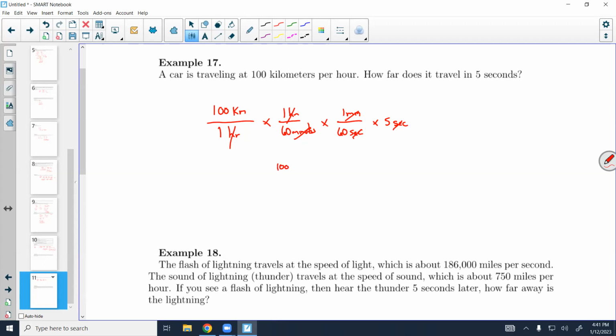So I have 100 times 1 times 1 times 5 over 1 times 60 times 60 times 1. So I have 500 over 3,600. And I get 0.13, rounded to 4 decimal places, kilometers. Everybody good with that one?